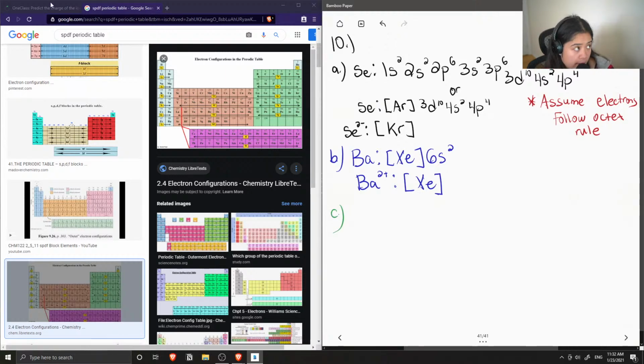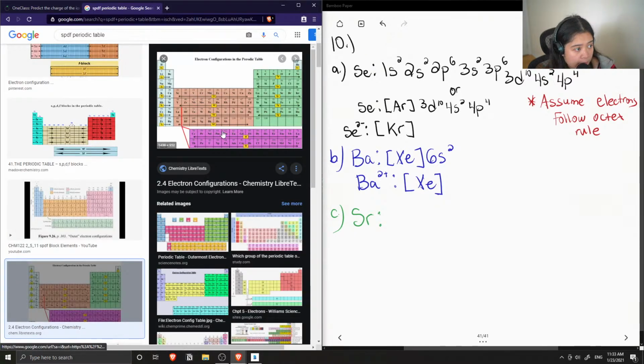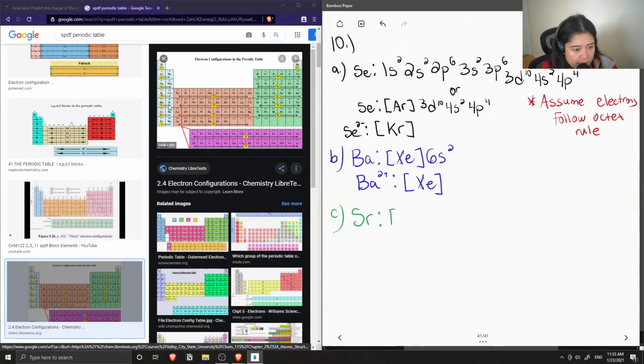Okay, so on to the next element, strontium. So let's find strontium on the periodic table. So it's found right here, atomic number 38. So its electron configuration is krypton and then 5s2. So this is pretty similar to the barium. It would just rather lose those two electrons to become strontium 2 plus, and its new electron configuration is the same as krypton.